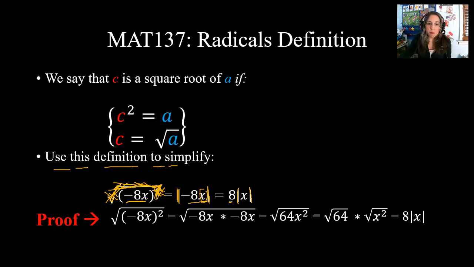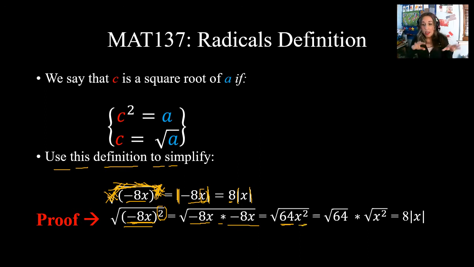And again, here's my proof. All right, I have the square root of quantity negative 8x squared. Well, we have our exponent. That's our copy maker, which means we want 2 copies of negative 8x multiplied together, which is exactly what I have here. Negative 8x times negative 8x. Negative 8 times negative 8 is 64. See how that negative went away? That's why it's so important to put those absolute value signs around. X times x is x squared.